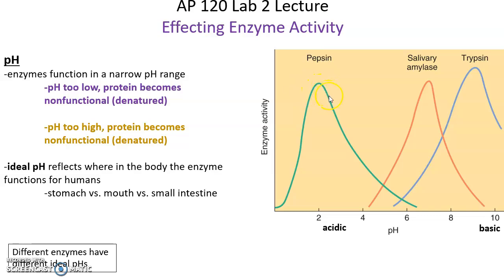Further increasing the pH will decrease enzyme activity, and at the extremes, super acidic or super basic, you will destroy the enzyme, it will denature and stop functioning. Salivary amylase, same idea, increase pH, you increase activity till you reach the ideal pH of around 7. Further increasing pH will decrease the activity of the enzyme.